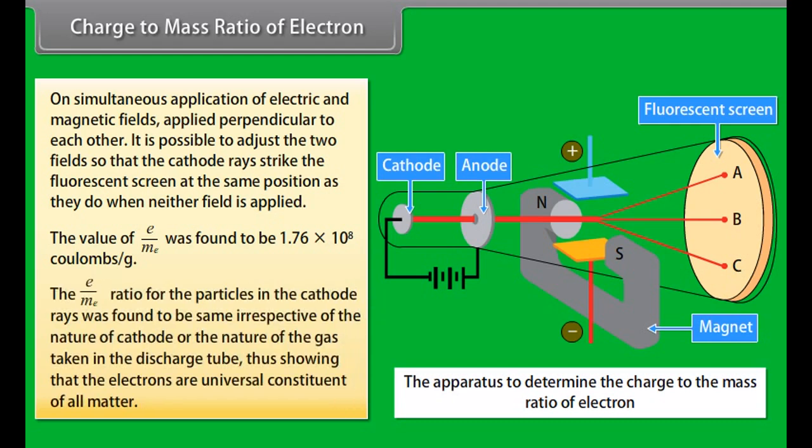The e/m ratio for the particles in the cathode rays was found to be the same irrespective of the nature of the cathode or the nature of the gas taken in the discharge tube, thus showing that the electrons are a universal constituent of all matter. Charge on the electron.